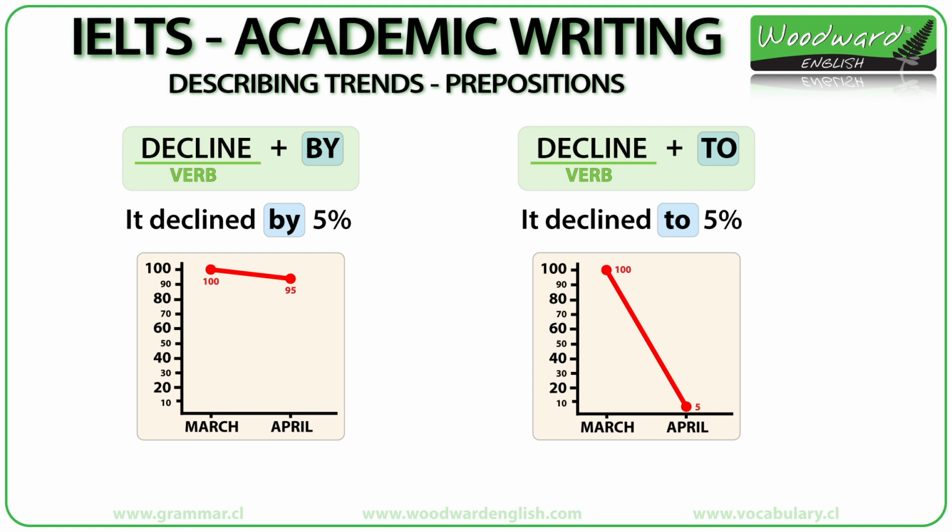It declined to 5% is a short way of saying it declined from 100% to 5%. Sometimes we don't use the from part as that number has already been mentioned in a previous part, and we just use the preposition to mention the end point.